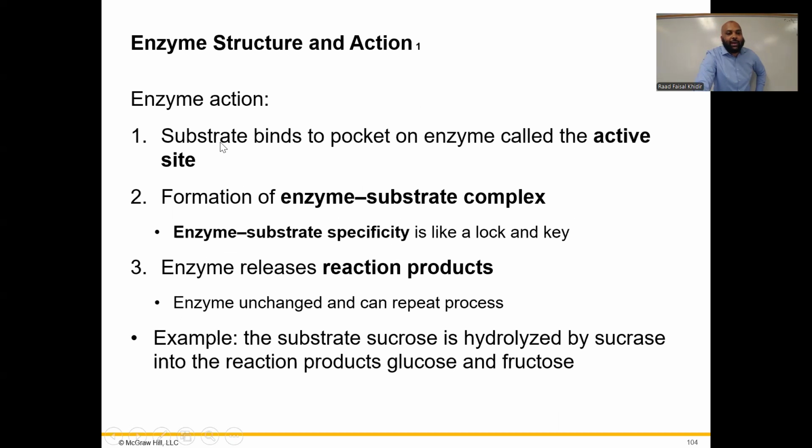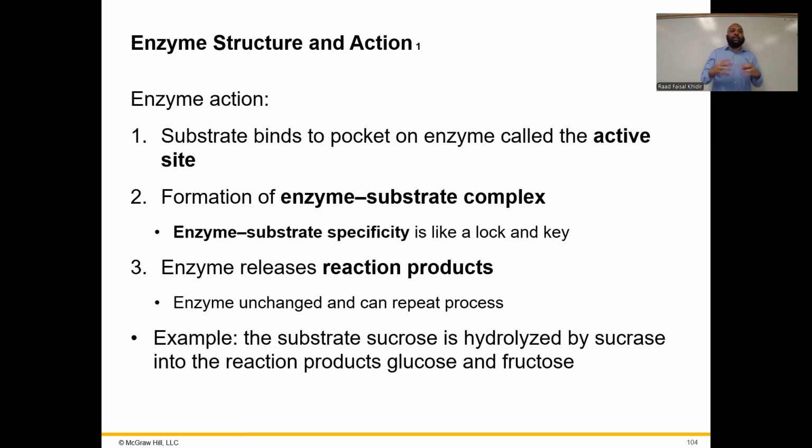Okay, enzyme action. The substrate binds to the pocket on the enzyme known as the active site, and there's a formation of an enzyme-substrate complex, and there's enzyme-substrate specificity. It's like a lock and a key. So an enzyme cannot bind a reactant that is not part of the reaction. We have multiple reactions, and for each reaction, we have its own unique, separate enzyme. That enzyme has like a lock and key formation.